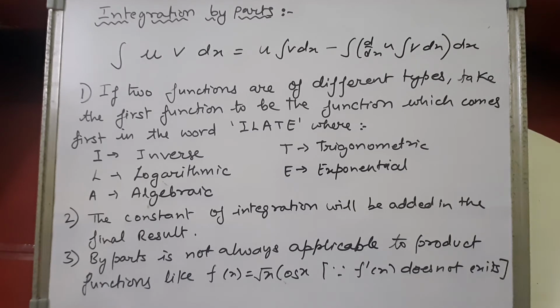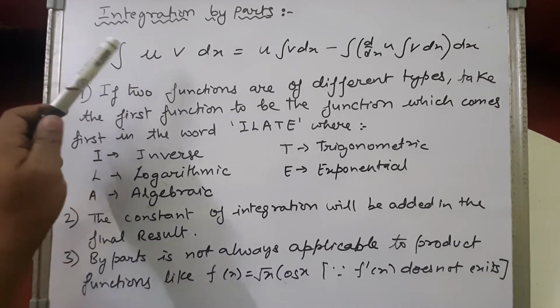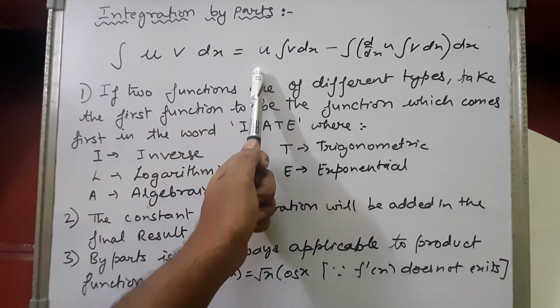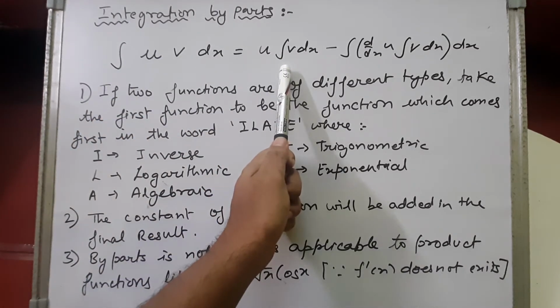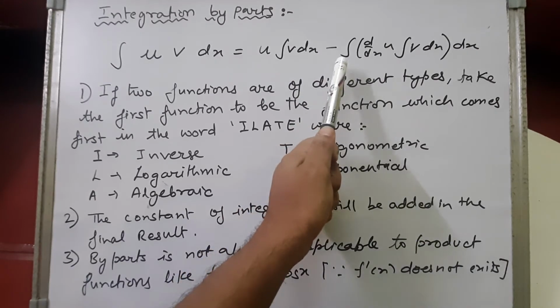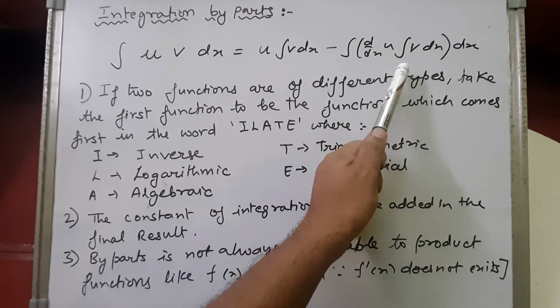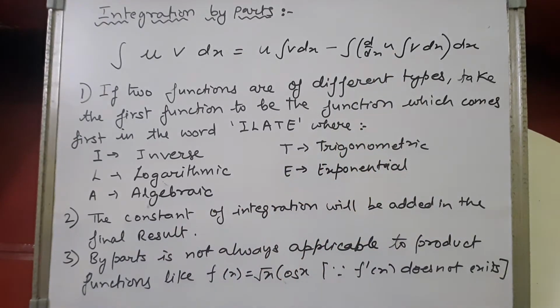So what is integration by parts? When two functions are given in product form, we are integrating two functions given in product form. This is the first function, this is the second function. So what is the formula? First function, integration of second function dx, minus integration, bracket open, d by dx of first function, integration of second function, to the whole integration. All right, note down these points, please.